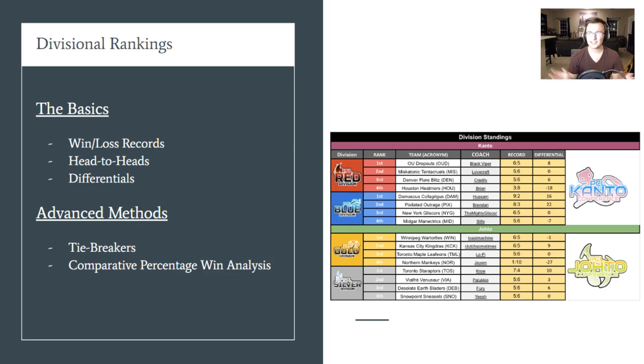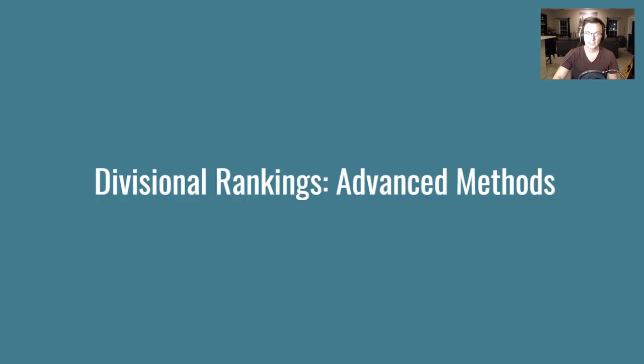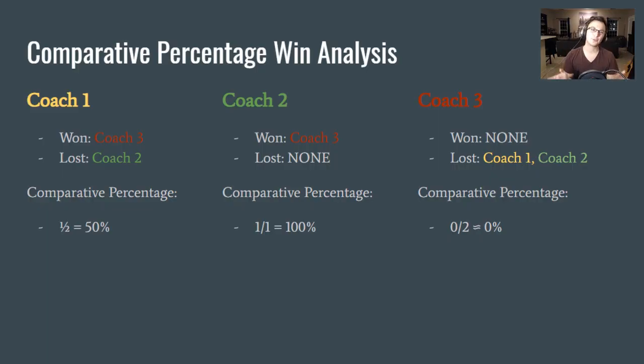But maybe there's a scenario in which I beat Fury and Yeesh, and Fury and Yeesh haven't played each other yet. Or Fury beat Yeesh. There's a lot of different situations that could occur here. So what we're going to do in the advanced methods section here is look at an example with no names, because I don't want to upset anybody. So we've got Coach 1, Coach 2, and Coach 3.